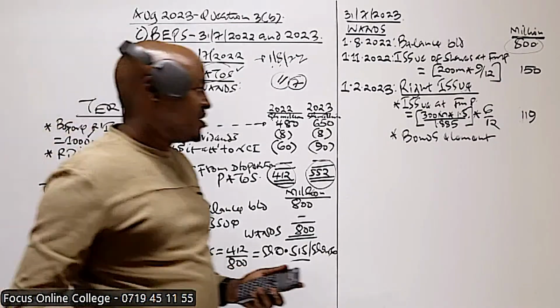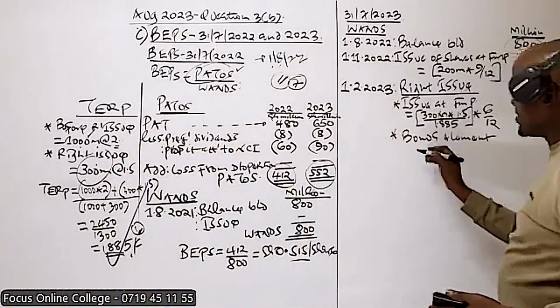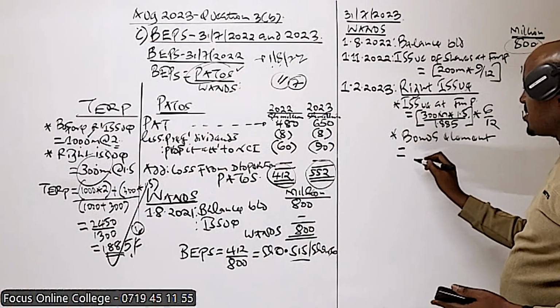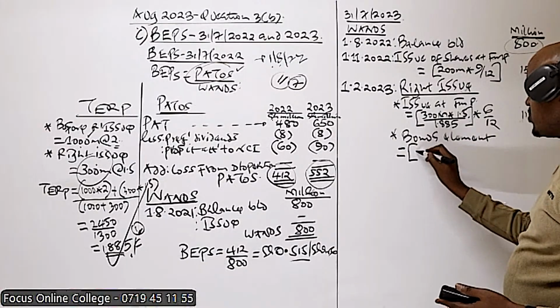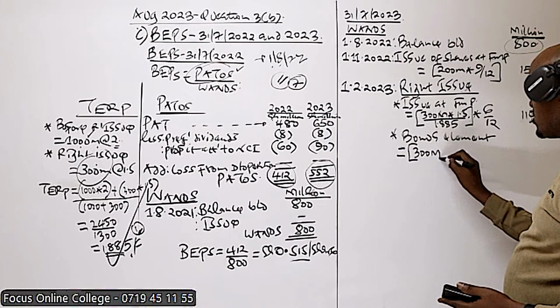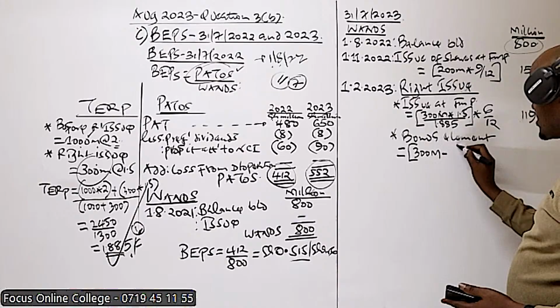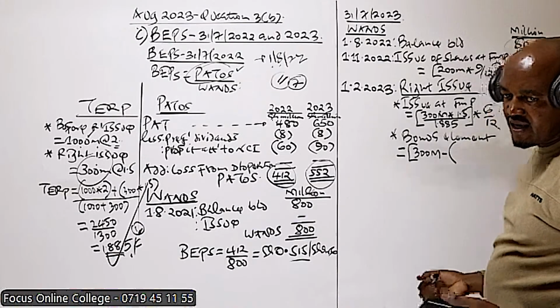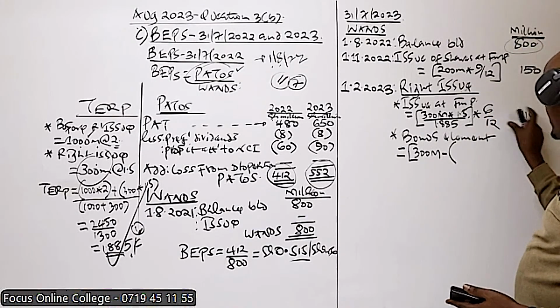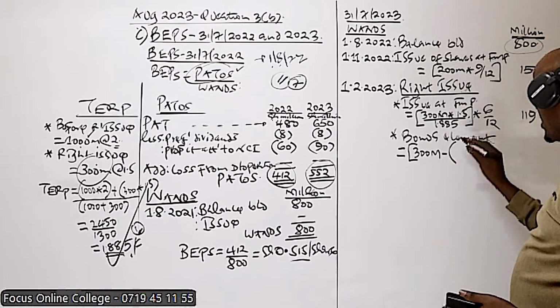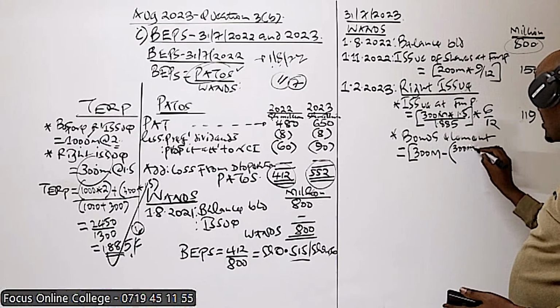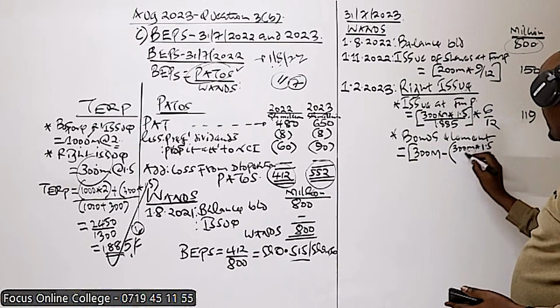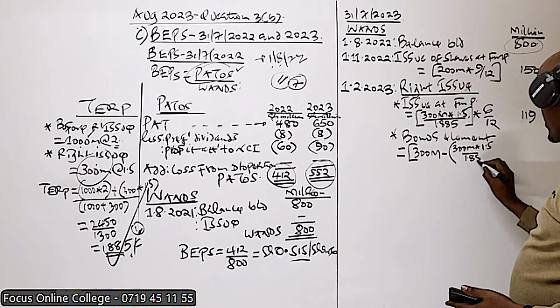So then we compute the bonus element. Recall the formula: we take the total shares issued during the rights issue, which are 300, minus the issue at full market price. The issue at full market price is not what we have here, but basically this is how we compute it: 300 million times 1.5 divided by 1.885.